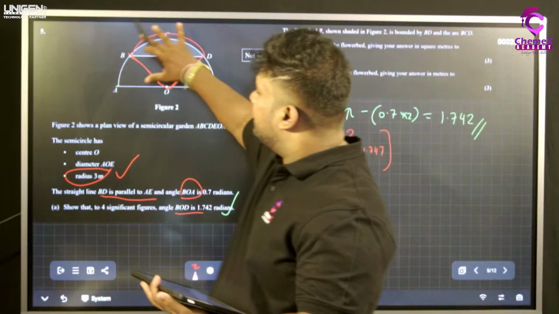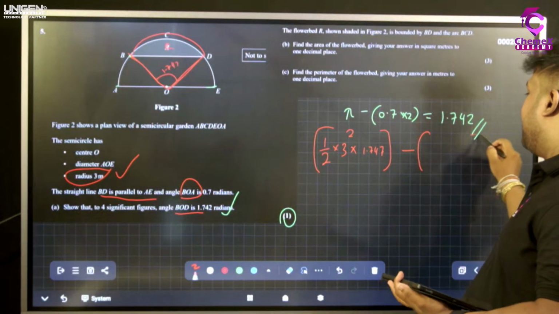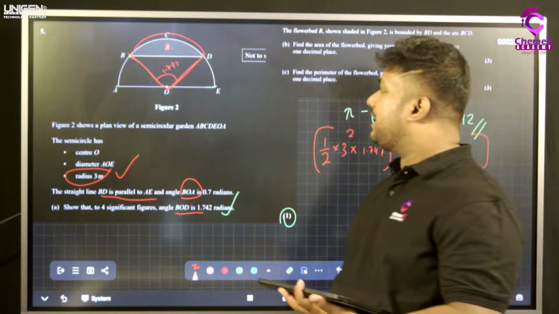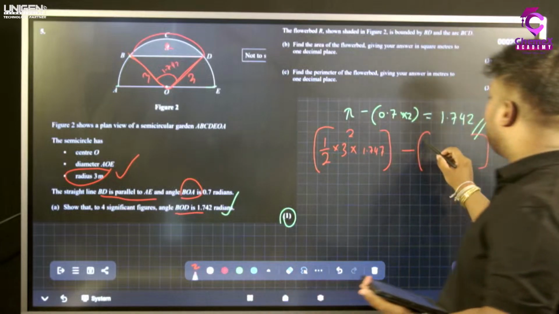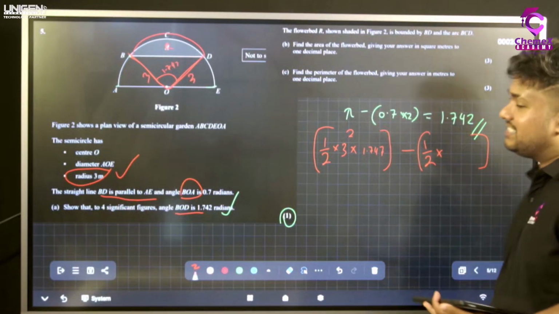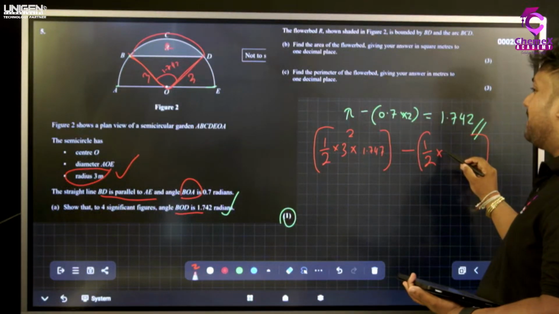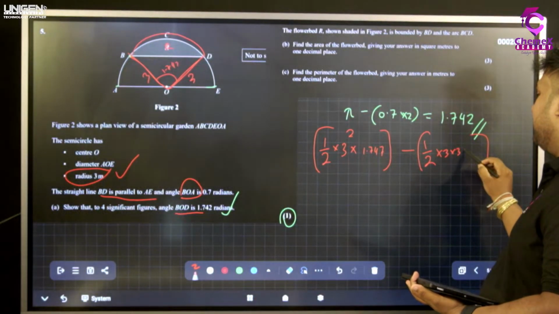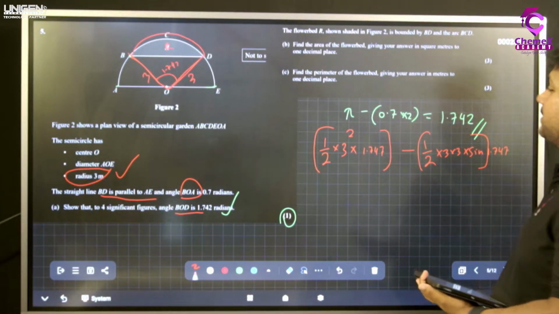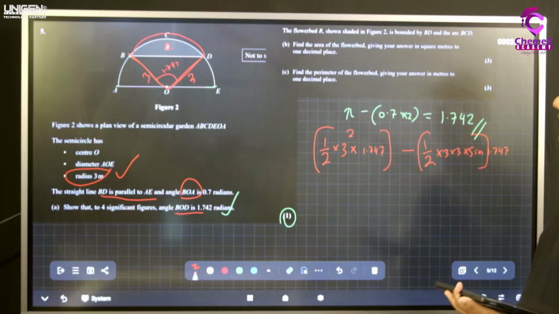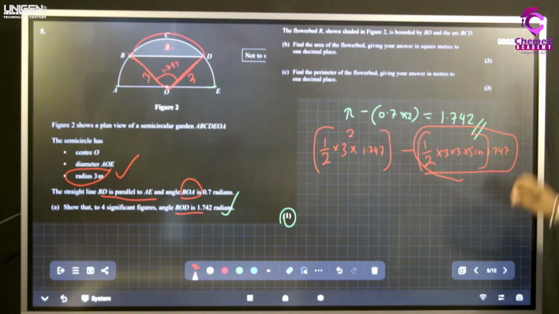That means the whole sector, the previous slide's area, minus the area of the triangle. How do you get the area of the triangle? Half ab sin C. If you read the Edexcel AS level, this is the area of a triangle which is not 90 degrees, okay? Half into ab, where a and b are the sides either side of the angle, into sine. Now I know you will make a mistake, because if your calculator is not in radian mode and you type this part, you will get a wrong answer.